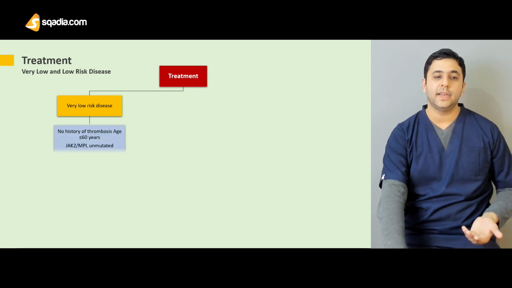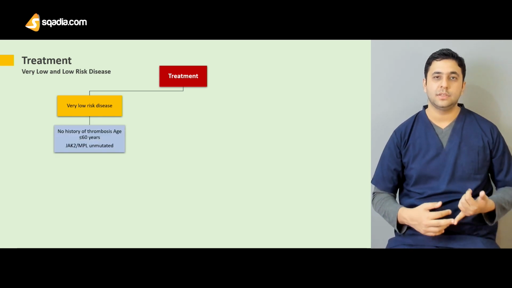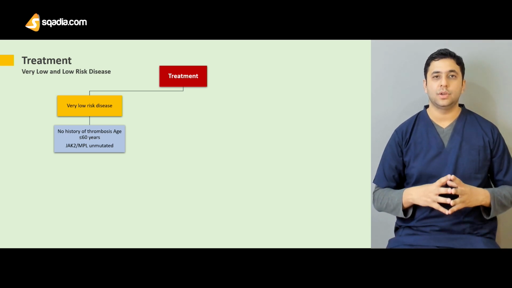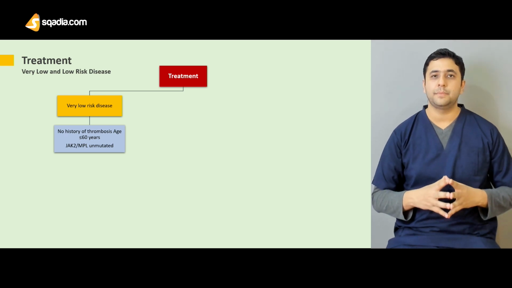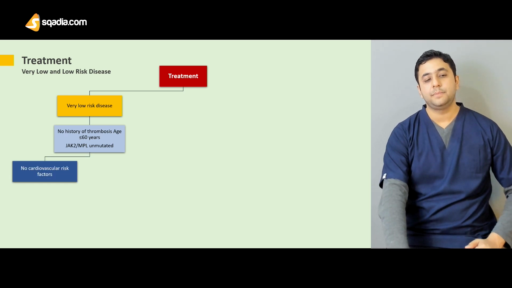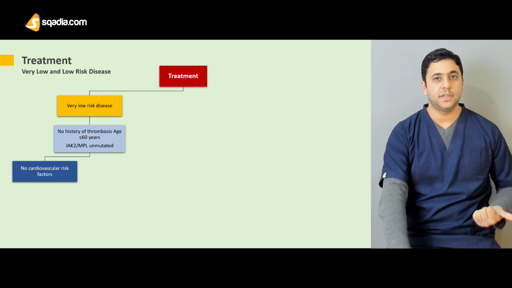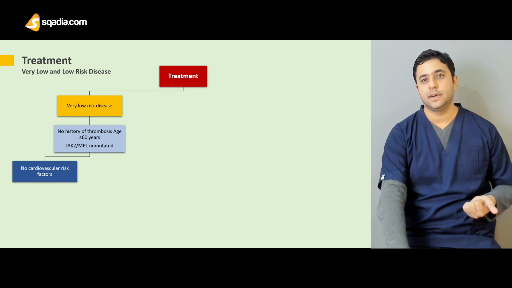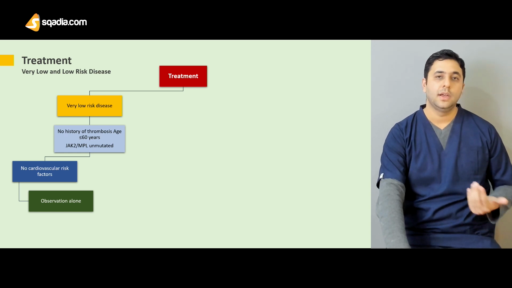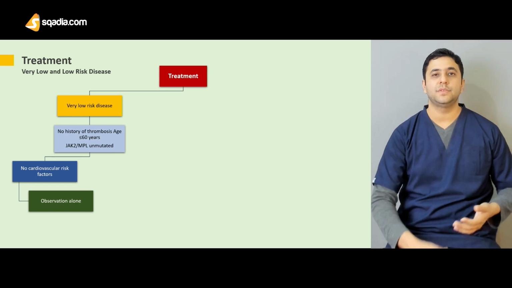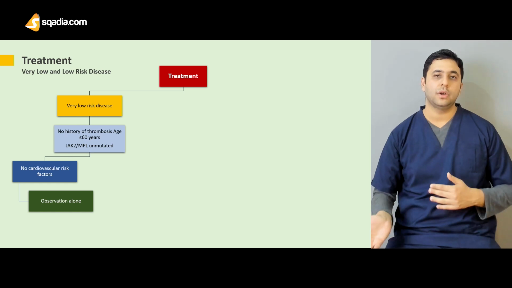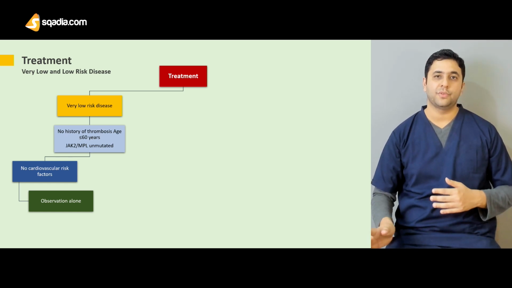The very low risk disease generally involves patients who have no history of thrombosis. They are younger patients, less than 60 years of age, and there is no mutation of the JAK2 or the MPL, the receptor of the thrombopoietin gene. In those patients, specifically if there is no cardiovascular risk, if they don't have any history of hypertension or any other cardiovascular abnormality, then the only thing you have to do is observe those patients over a period of time. Just observe these patients with regular clinical visits, and if they then develop other risk factors, then we can go on and start treating them based on the risk factor profile.